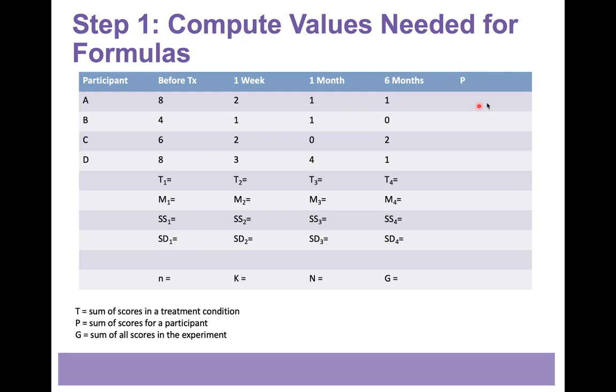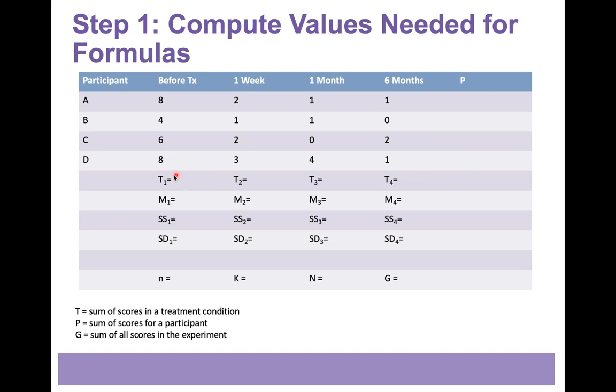Then over here on the right, we're going to have our P's. We will calculate a P for each participant. P is the sum of all scores for that participant. So person A, what do they sum to? Person B, what do they sum to? Person C, what is their sum of scores? And person D, what is their sum of scores?